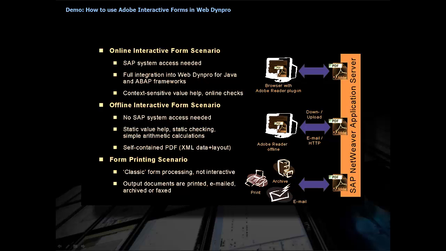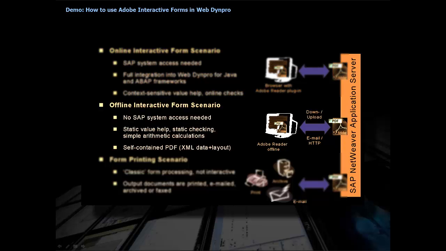In SAP, you have 3 different scenarios for the Adobe Interactive Forms. There's first the Online Interactive Form scenario. Online means an SAP system access is needed all the time while you're working on the application, and it's fully integrated into Dynpro for Java or ABAP. You have context-sensitive value help available, and you can implement online checks. Your browser needs an Adobe Reader plugin.